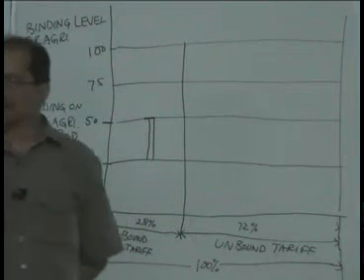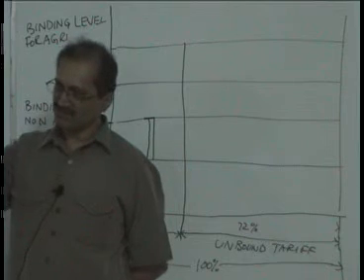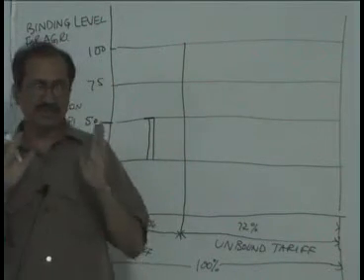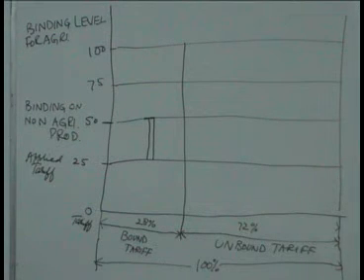No, I didn't say that we cannot go above 25%. I said we cannot cross the bound limit. Now there are two things, gentlemen. I want you to understand that thoroughly. Number one, there is a bound rate. Number two, there is an unbound rate. Number three, there is an applied rate.